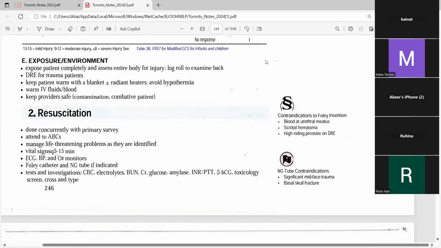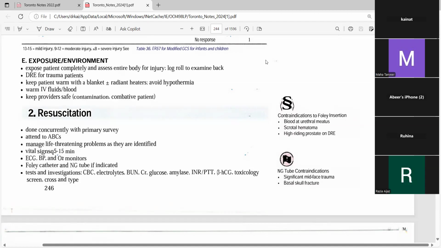Manage life-threatening problems as they are identified. Vital signs every 5 to 10 to 15 minutes, and then we can slowly increase the interval to 30 minutes, 1 hour, depending on how the patient is stabilizing. ECG, BP, and oxygen monitors are something you have to do right away. Foley's catheter, and don't forget the NG tube, especially in abdominal cases. Then investigations, which are: CBC, electrolytes, BUN, creatinine, glucose.